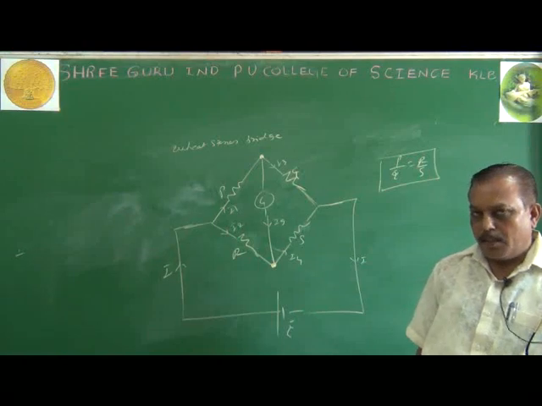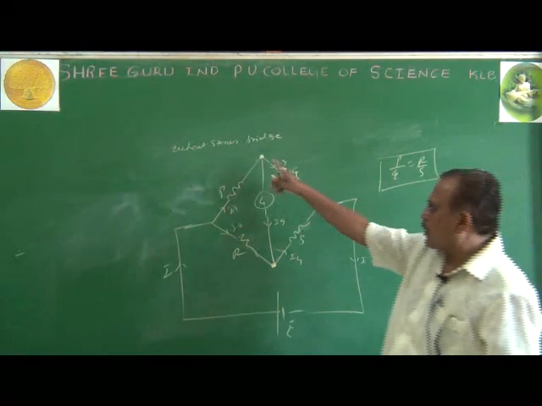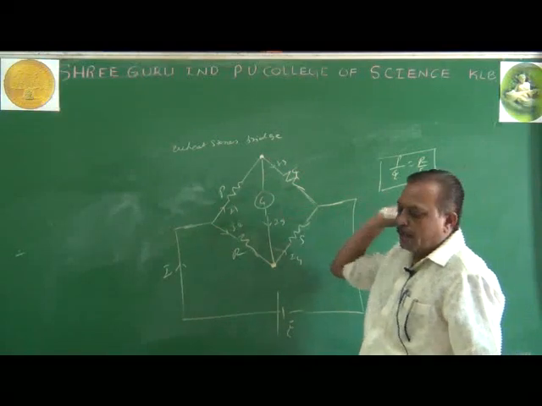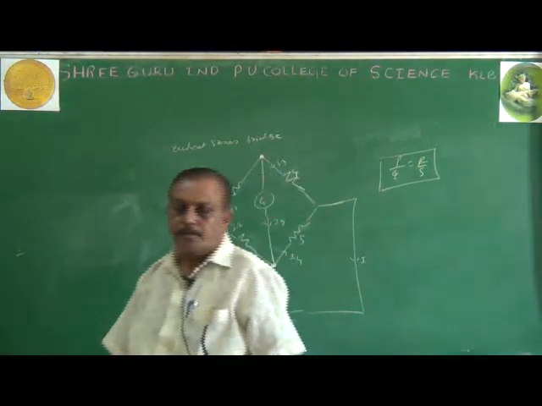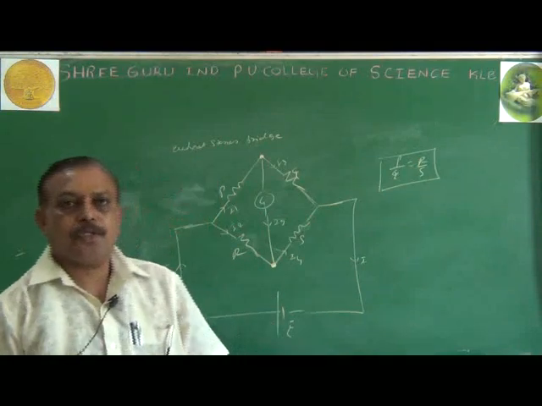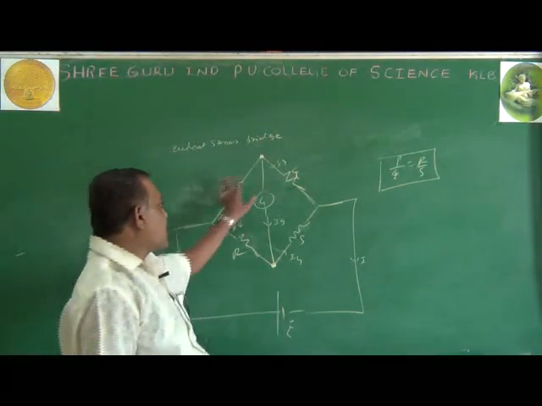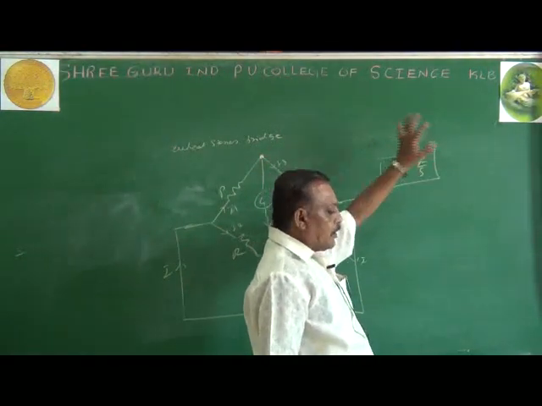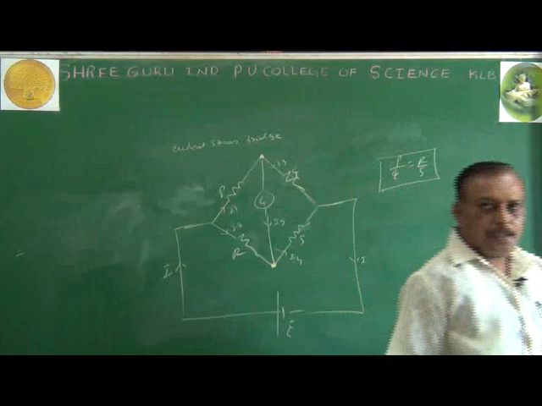When the network is balanced, the points where the galvanometer is connected are at the same potential. Hence, no flow of current takes place. What is the balancing condition of the Wheatstone network? The ratio of arm resistances are equal, and the balancing condition is P by Q equals R by S. Is it clear? Yes.